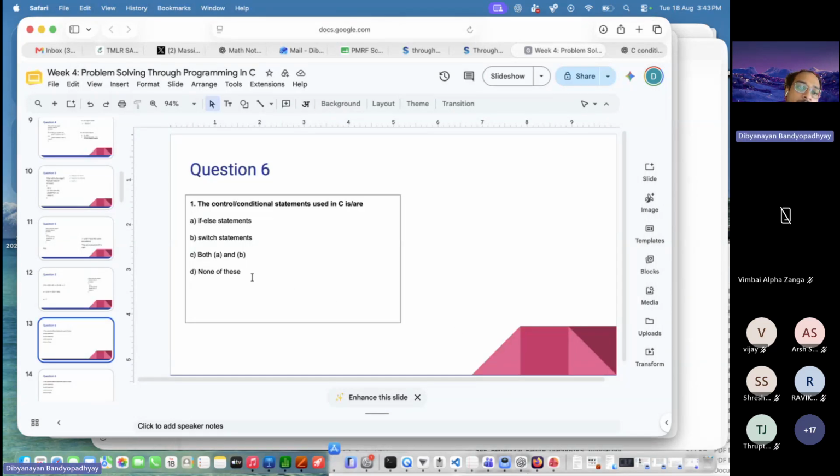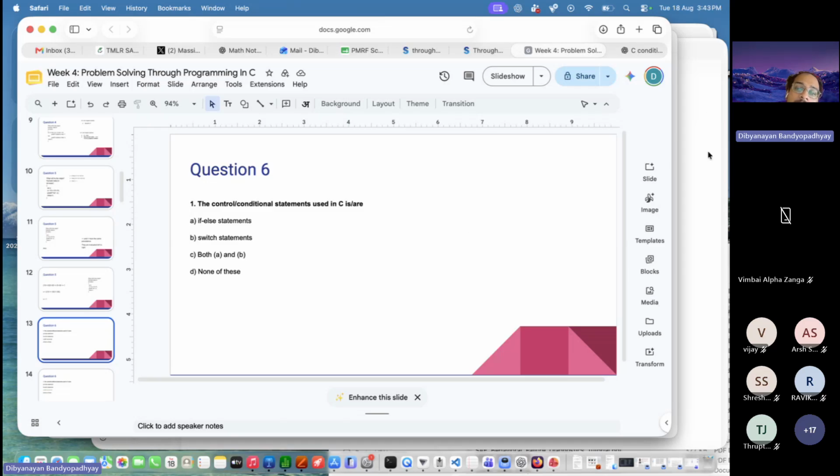Correct, both A and B, because if else is a control statement or conditional statement, you can call it anything. And switch case is also like that, because you are using an expression as an evaluation statement to check if that expression evaluates to true, you do something, or if it evaluates to false, you do another thing. So this is a control kind of thing that is happening inside both switch case and if else. This is why it is called a control or conditional statement.